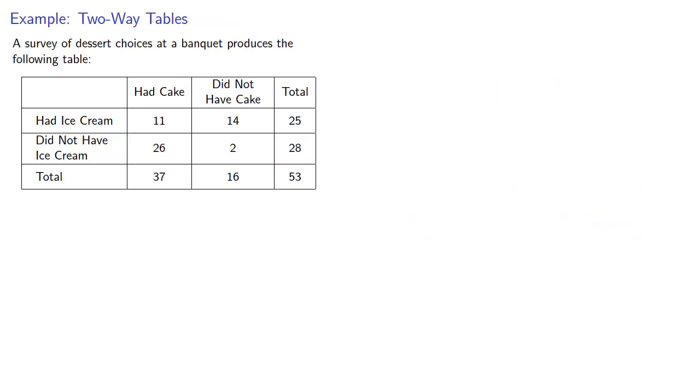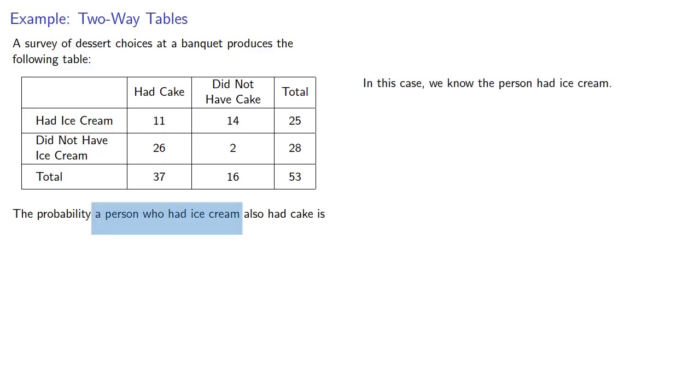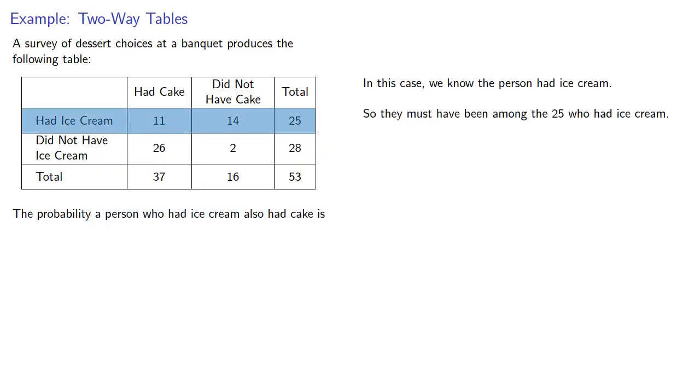Or maybe we have a two-way table. A survey of dessert choices at a banquet produces the following information. What about the probability a person who had ice cream also had cake? Well, in the second case, we know the person had ice cream. So they must be among the 25 who had ice cream. And of this group, 11 had cake. And so the probability a person who had ice cream also had cake is 11/25.